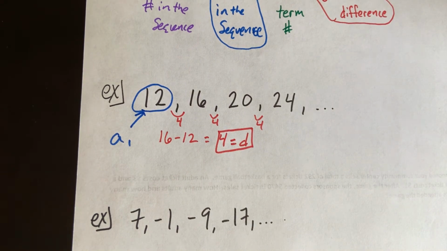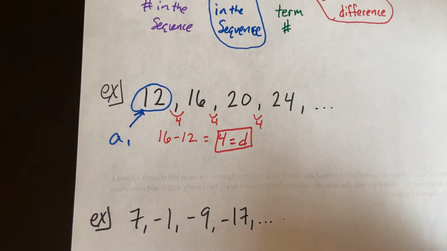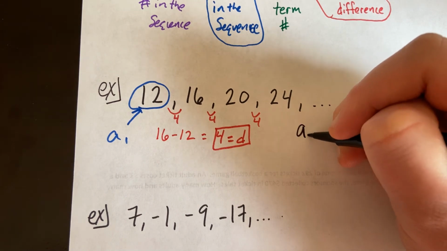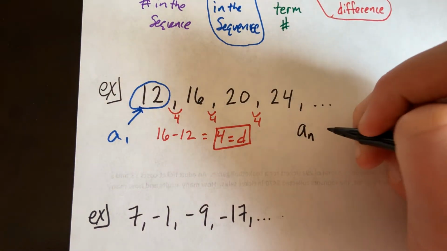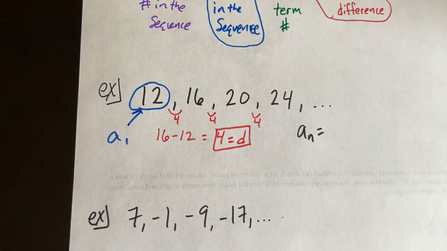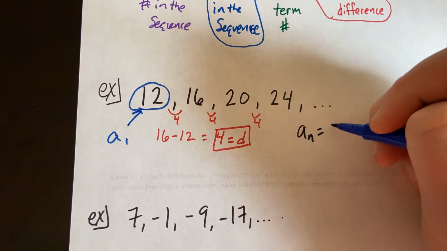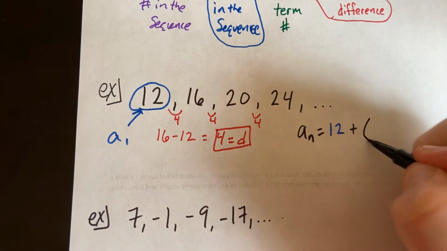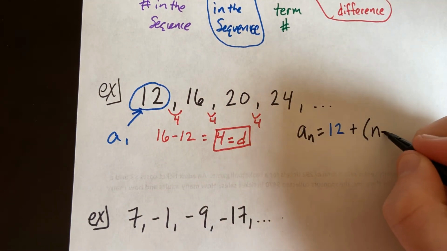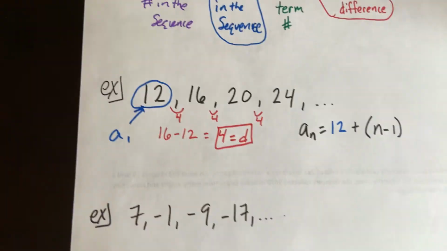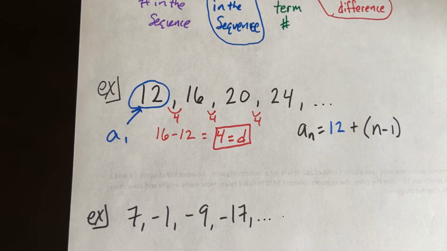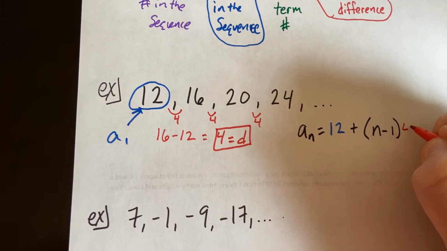Okay, so now, simple enough, we're going to put these pieces together. We're able to write an explicit equation for our sequence here. So we have sequence A sub whatever number we want is equal to that A sub 1 that we just found to be 12, plus n, whatever term we want, n minus 1 times that common difference, right? The common difference here we found to be 4.